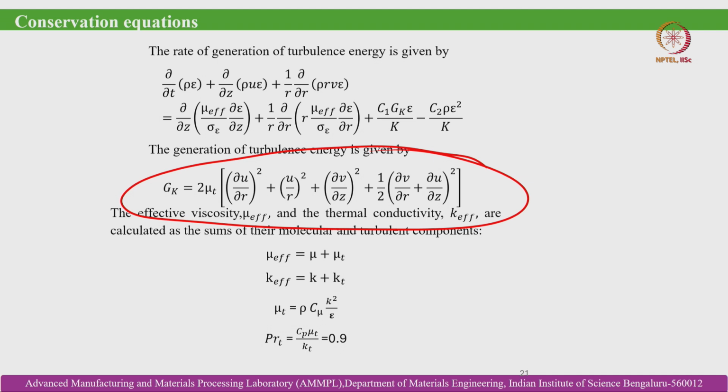The effective viscosity mu effective and the effective thermal conductivity K effective are calculated as the sum of their molecular and turbulent components. So mu effective is equal to mu plus mu T, where mu T is the turbulent component of the viscosity. K effective is K plus K T, where K T is the turbulent component of the thermal conductivity and small k alone is the molecular component. Then mu T is equal to rho C mu K square by epsilon, and the turbulent Prandtl number PRT is equal to Cp mu T by KT, which is equal to 0.9.